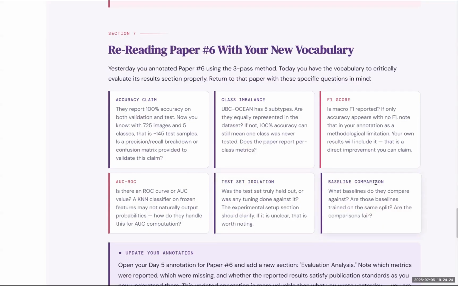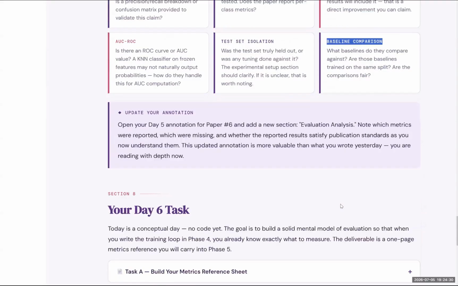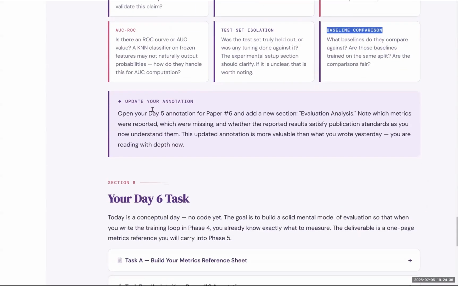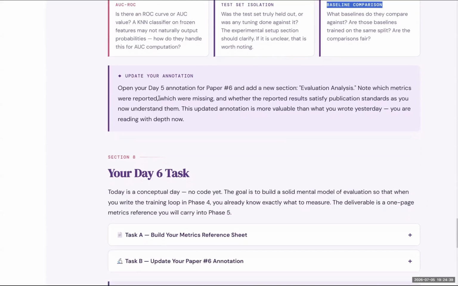Then what is baseline comparison? A baseline is when some work has already been done and you compare your work with that. Here, on day 5 paper comprehension, I've given you some annotation. So read more papers.